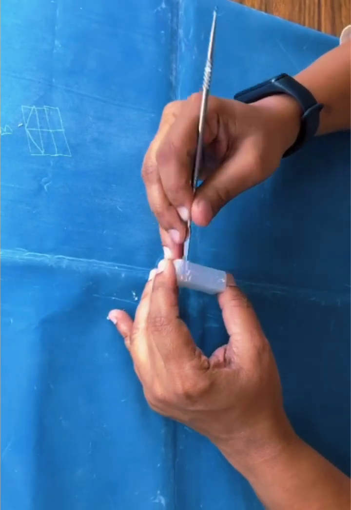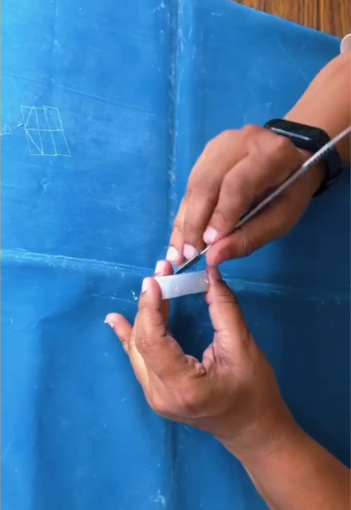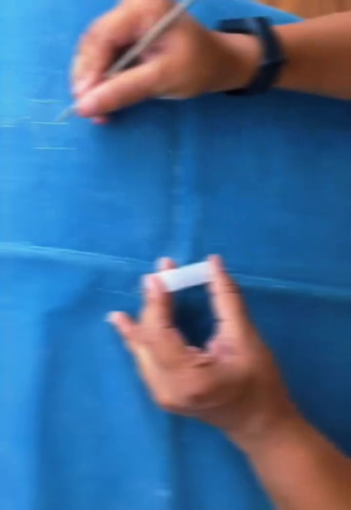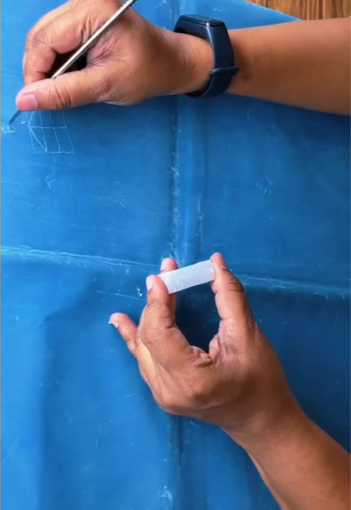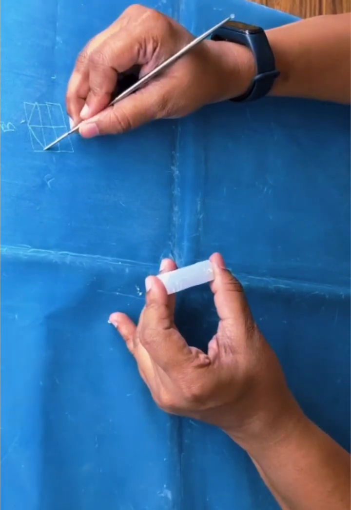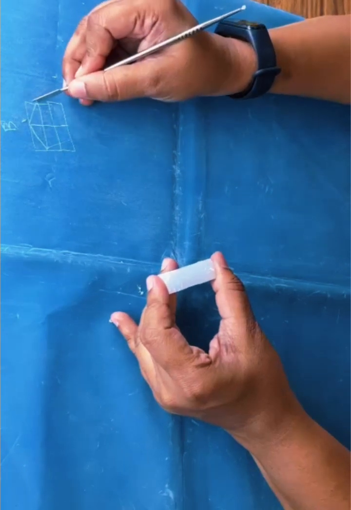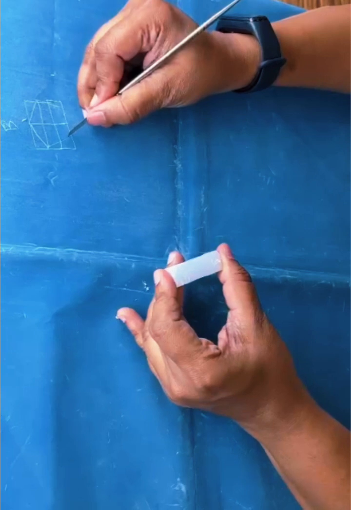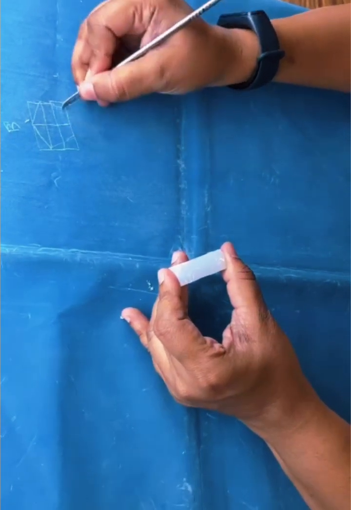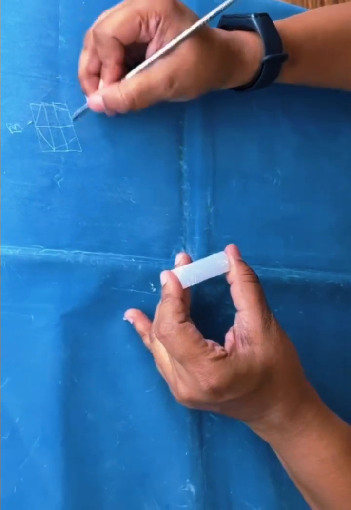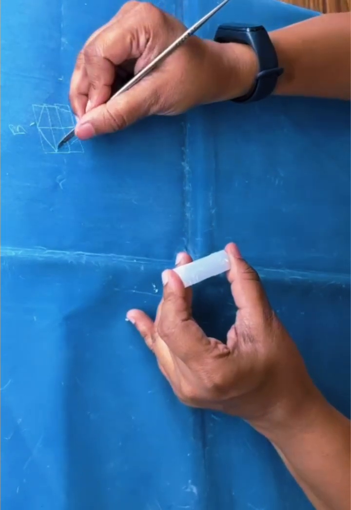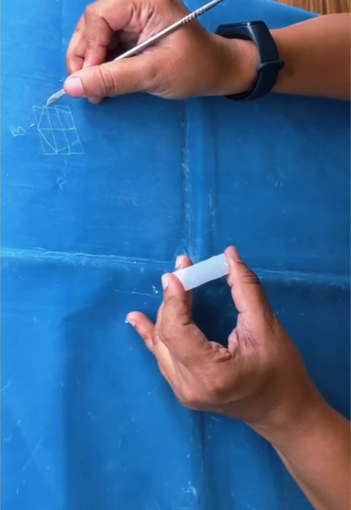All this time we have never used to mark like this. So first, on the buccal side, one slanting line. You have to keep in mind that this slanting line again gives the measurement of the mesiodistal dimension at the cervix.